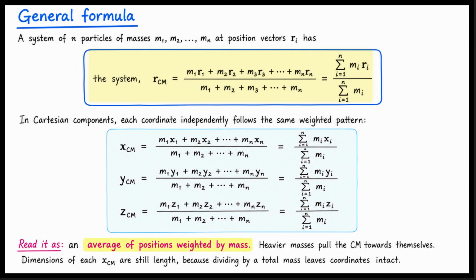In words, read this as an average of positions weighted by mass. In Cartesian components, each coordinate independently follows the exact same weighted pattern. For example, the x-coordinate of the center of mass is the sum of mi xi over the sum of mi, and the identical form holds for the y and z coordinates. Notice that the dimensions of each evaluated coordinate are still simply length, because dividing by the total mass leaves the original position units intact. Finally, a highly useful intuition to keep in mind: heavier masses will always pull the center of mass closer towards themselves.